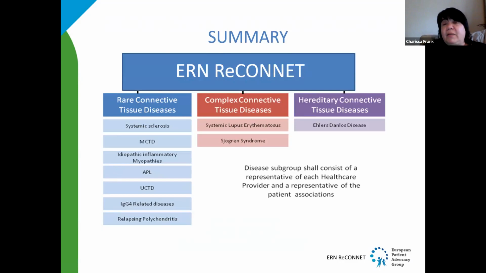The second arm is complex connective tissue disorders. Some of these diseases are in some countries considered rare, in others less rare, or just complex, but they are included. And the systemic lupus erythematosus, or we just say lupus, and Sjogren's syndrome. And then in the third arm, we have hereditary connective tissue disorders, where the Ehlers-Danlos disorders fall under.